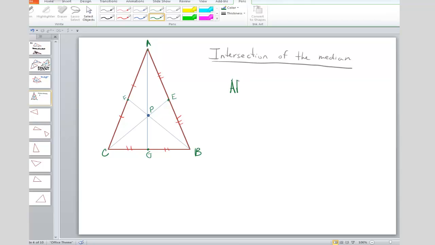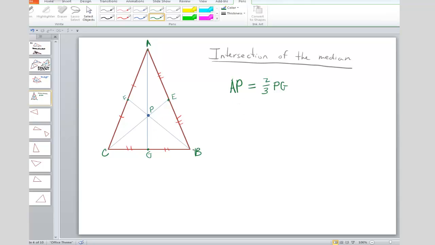AP is equal to 2/3 of PG. Okay, so that's one of them.